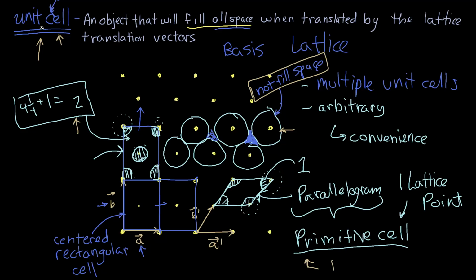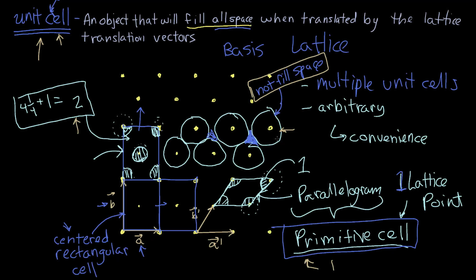In the last video, we saw the concept of a unit cell, an object that will fill all space when translated by the lattice translation vectors. We looked at an example of a centered rectangular cell or lattice and the parallelogram cell, also the primitive cell for this particular grid of lattice points, which, remember, contains one lattice point per cell. The centered rectangular cell contained two, which is a non-primitive cell.